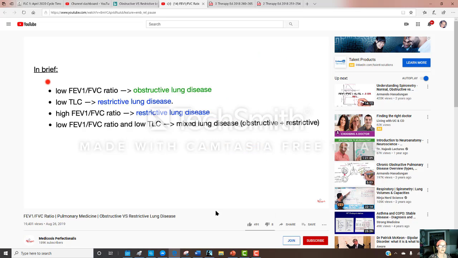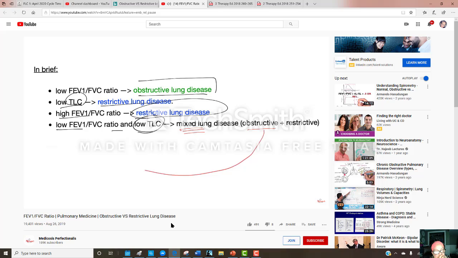Now let's summarize. In brief, not boxers. Low FEV1 to FVC ratio, that's an obstructive lung disease. Low TLC, that's probably a restrictive lung disease, restricted from filling. High FEV1 to FVC ratio, this is a restrictive lung disease. Low FEV1 to FVC ratio and low TLC, that's a mixed disorder. You have an obstructive lung disease, that's why your FEV1 to FVC ratio is low, and you have a restrictive lung disease, that's why your TLC is low.